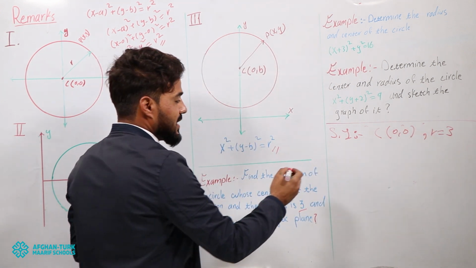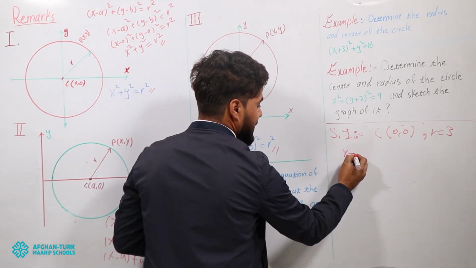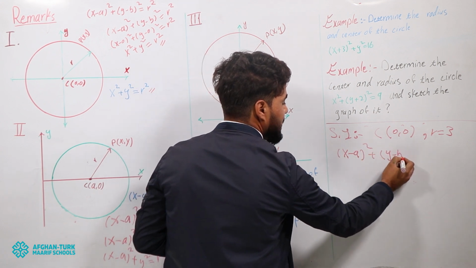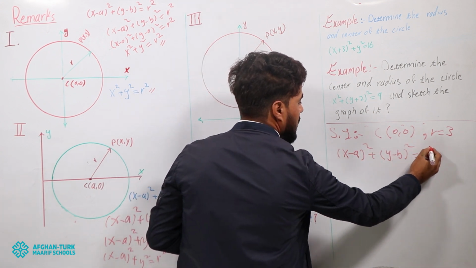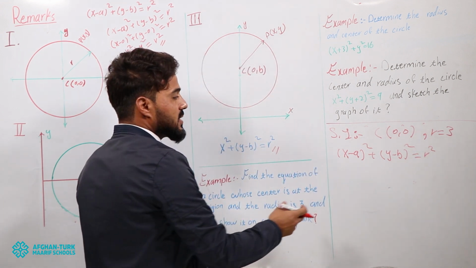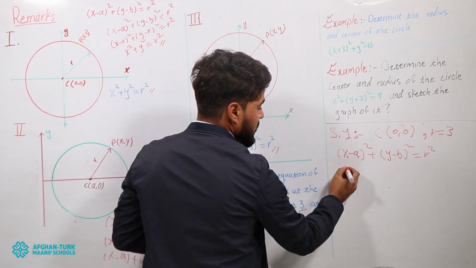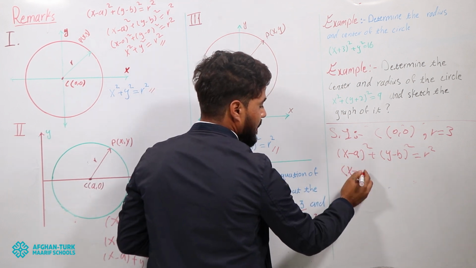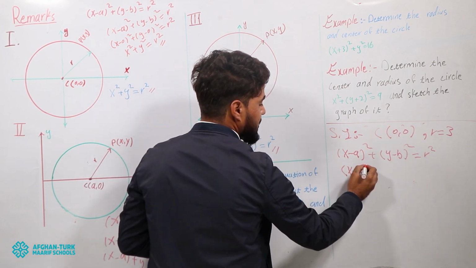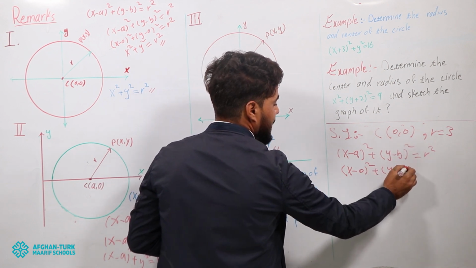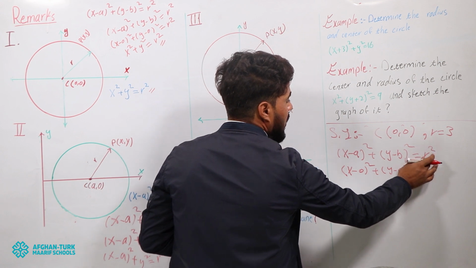So we have the standard equation for a circle like this: (x minus a) squared plus (y minus b) squared is equal to r squared. So now I'm going to put these numbers instead of a and b. So we can write (x minus 0) squared, since a is 0, plus (y minus 0) squared, since b is also 0, is equal to r squared.